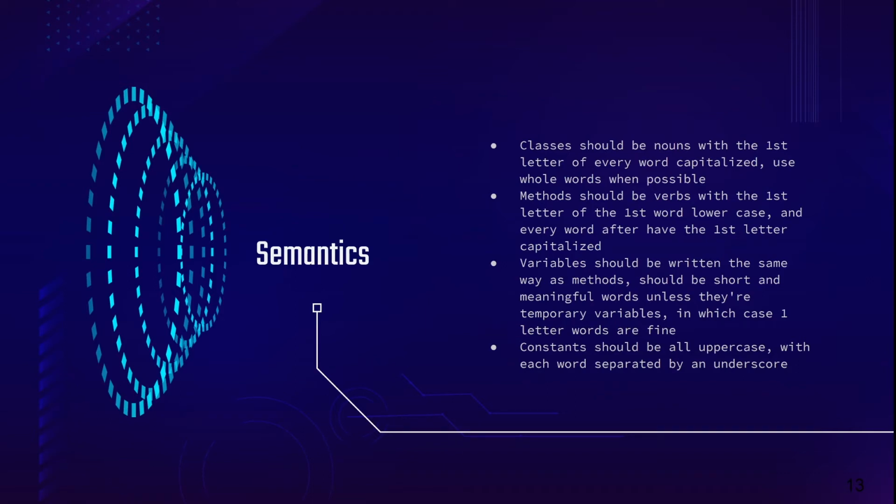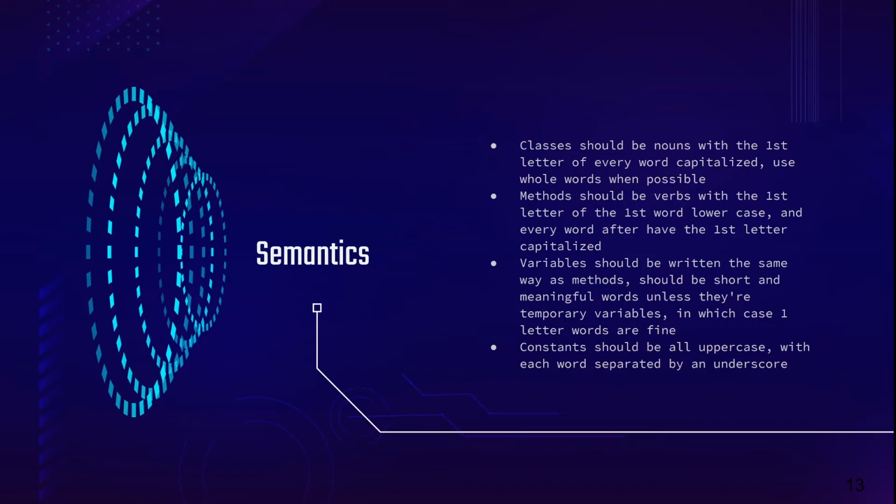Classes should be nouns with the first letter of every word capitalized. Use whole words when you can. Don't name it too long, please. Methods should be verbs with the first letter of the first word being lowercase, and every word after having the first letter capitalized. Variables should be written the same way as methods. Should be short, meaningful words, unless they're temporary, in which case it doesn't really matter. You can just use one letter.